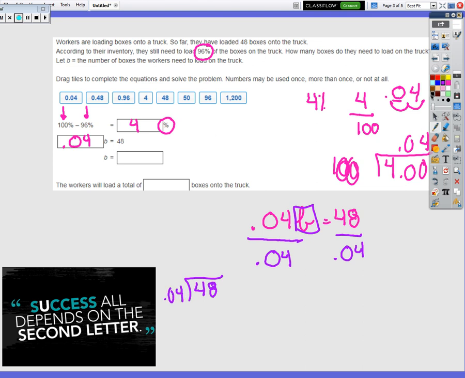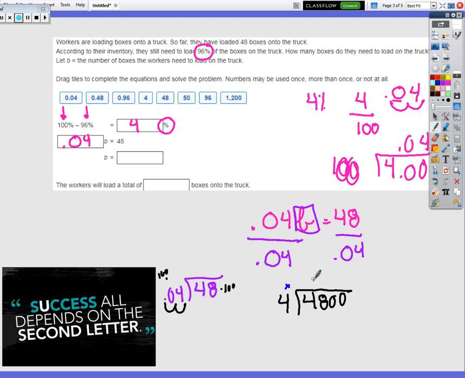Again, I see that decimal in my divisor. I must get rid of it. Simply by moving the decimal 2 places right, I'm multiplying this by 100. I multiply the dividend by 100. That gives me 4,800 divided by, hey, 4. This is some easy division.